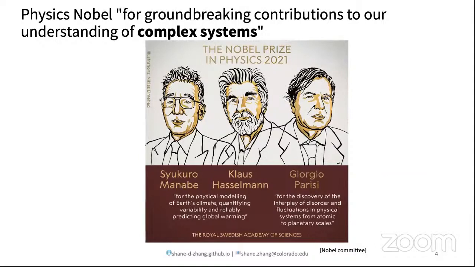This year's Nobel Prize in Physics is awarded to Syukuro Manabe, Klaus Hasselmann, and Giorgio Parisi for their contributions to complex systems. My talk today will focus on the work of Manabe and Hasselmann, since their work is more directly related to climate science.